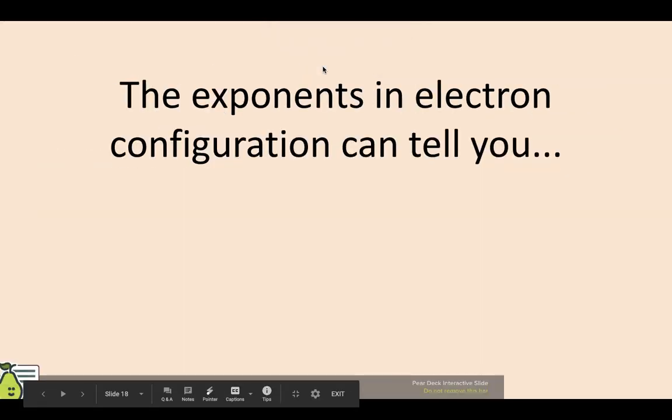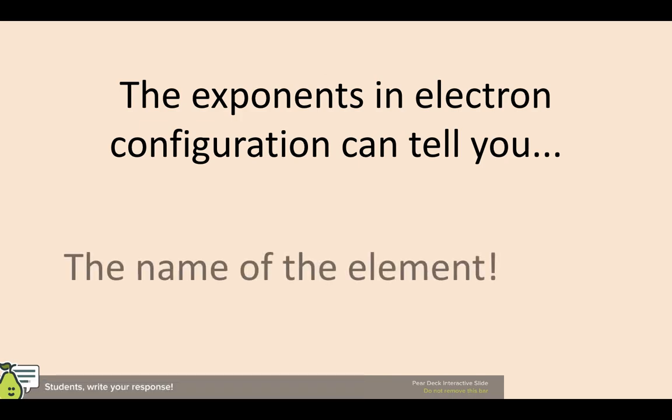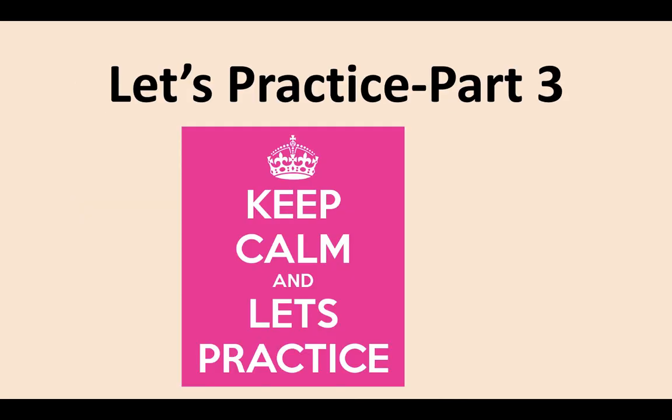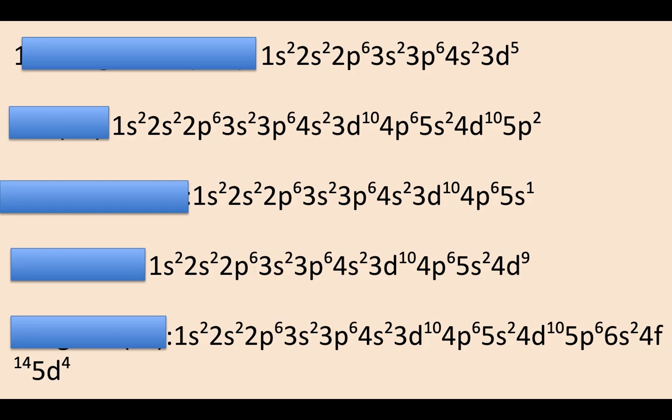So the exponents in the electron configuration can tell you the name of the element. If you add up your exponents, you get the name of the element. So I want you to identify the name of each of the following elements. Pause the video as soon as the next slide appears and do the practice. Okay? Pause the video, take a minute, do these problems.